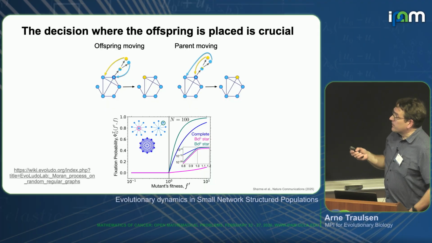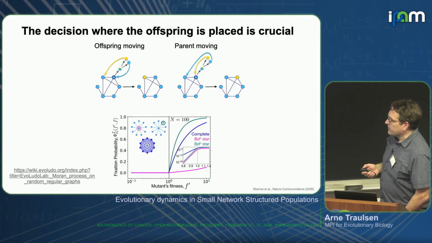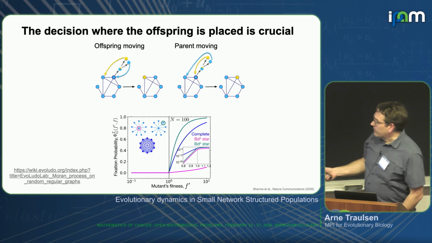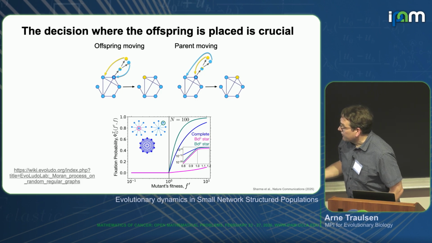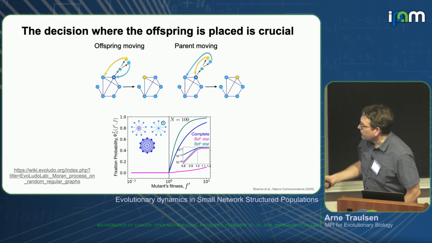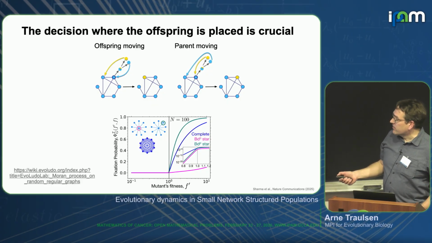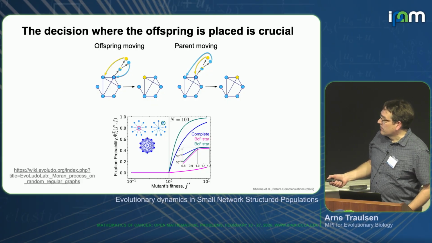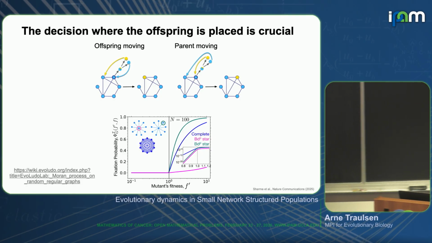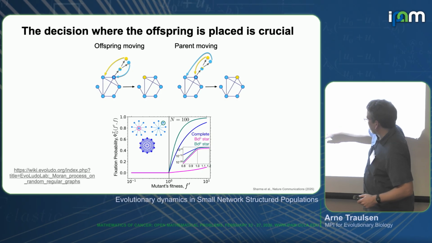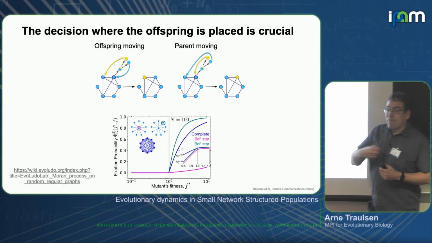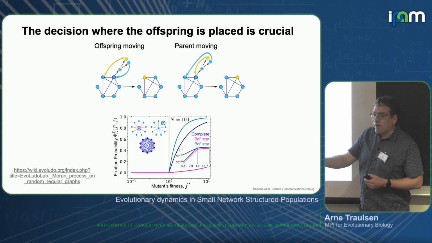Okay, I already said that the decision where to put your offspring can be really crucial. In this case, for example, if you change the parent and offspring placement, who is moving, you change the predominant site of mutations from the center to the outside. So if you have the complete graph in blue here, the green one is the birth-death process on the star where the parent moves.